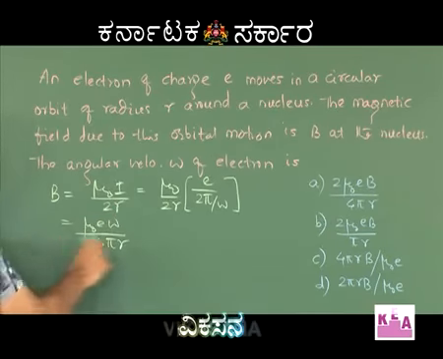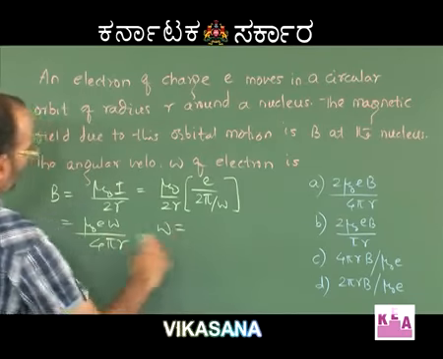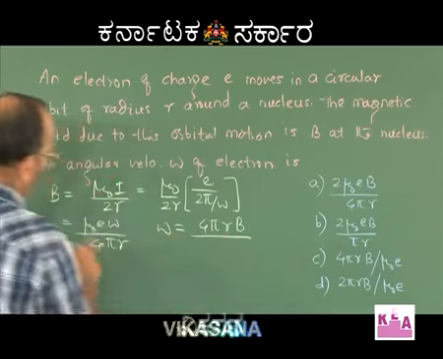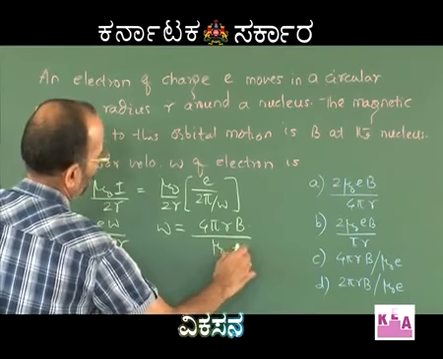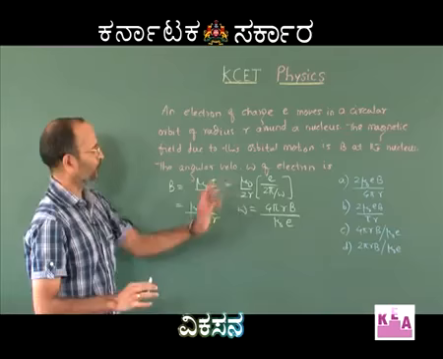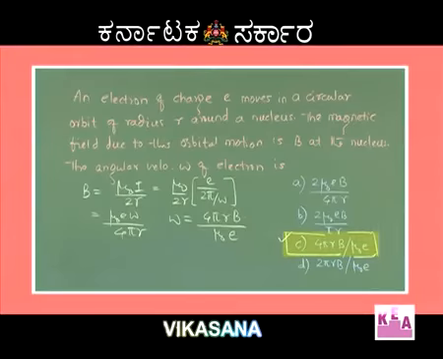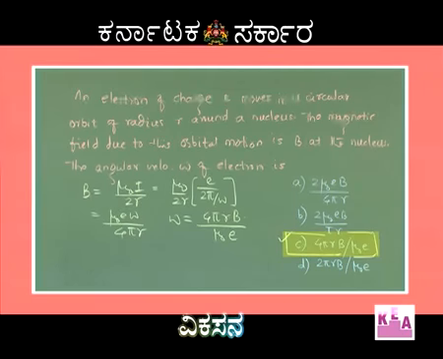So, this is B. Now, if you want omega, omega would be 4 pi R B divided by mu naught into E. So, that would be the angular velocity with which the electron is going round, and that makes our C option perfectly correct. So, C is the right option.